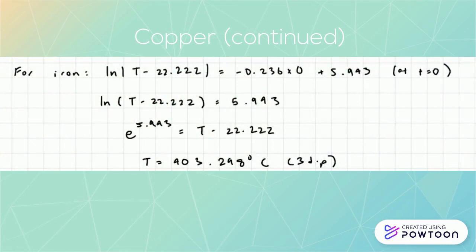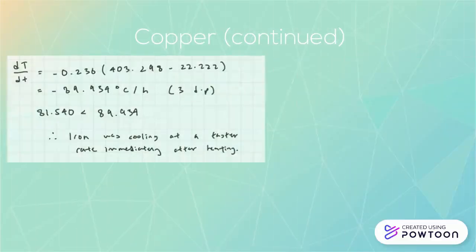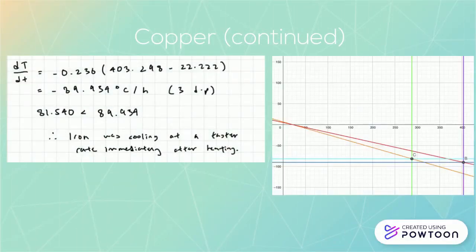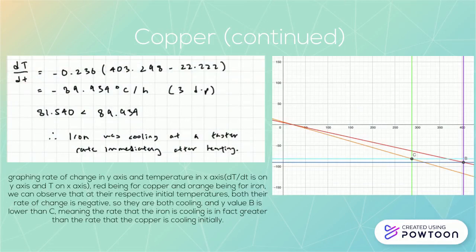After finding the initial temperature of iron by substituting T equals 0 into the equation for temperature of iron, we find its initial temperature equals 403.298 degrees, so we can finally find their initial rate of cooling by substituting temperature as initial temperature into the differential equation for the rate of temperature change, and substituting their respective constant values of A and K as shown. Thus, by comparing these values, we can see that the iron was initially cooling at a faster rate than copper.